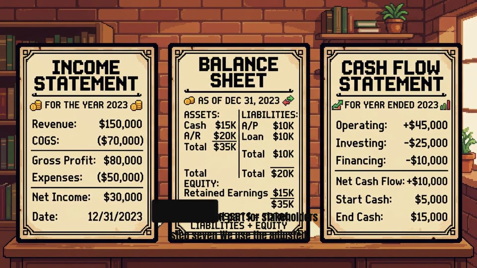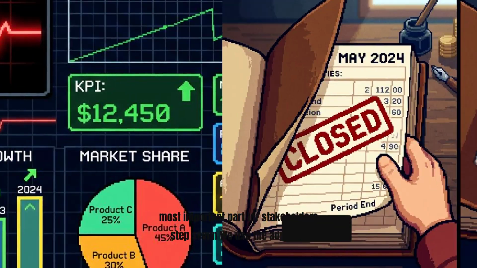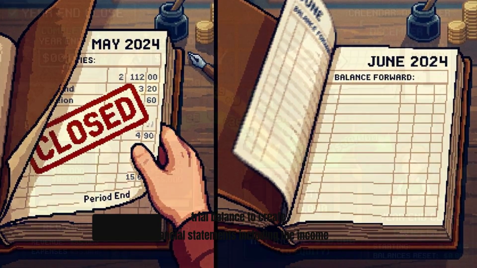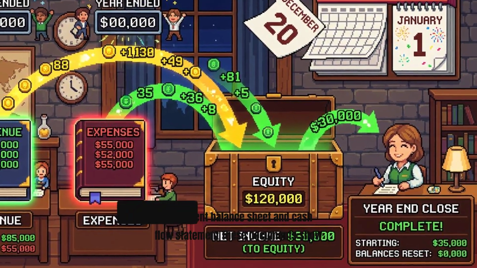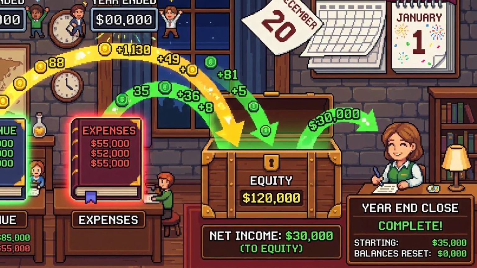Now comes the most important part for stakeholders. Step 7. We use the adjusted trial balance to create financial statements, including the income statement, balance sheet, and cash flow statement. These documents show the overall health of the business.